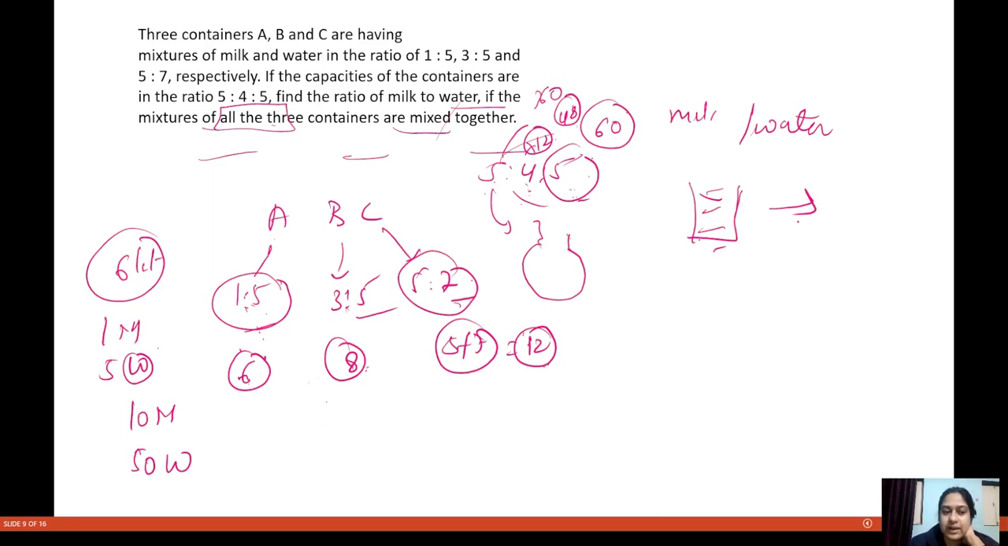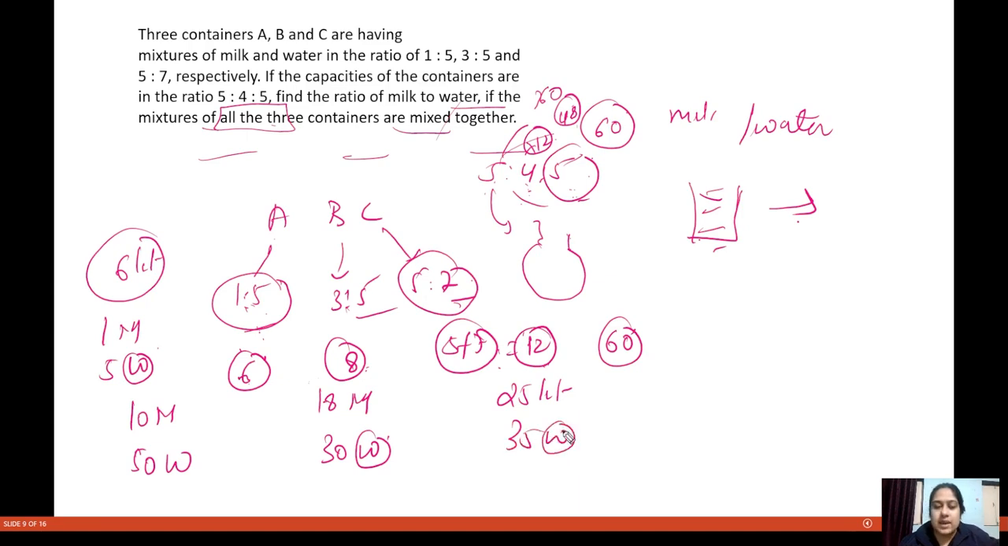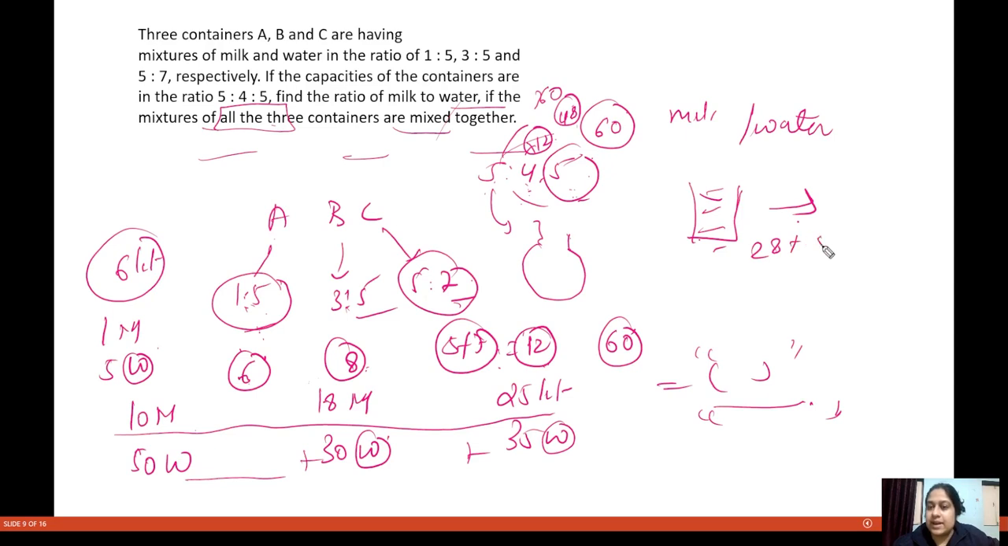And this will be 60, so that means you will have 25 liter of milk and 35 liter of water. So you have 10 plus 18 plus 25, and 50 plus 30 plus 35. So this will become 28 plus 25, which is equal to 53, and 80 plus 35, which is equal to 115. So 53 by 115 will be there. This is the ratio you want. I hope you are clear with this concept as well.